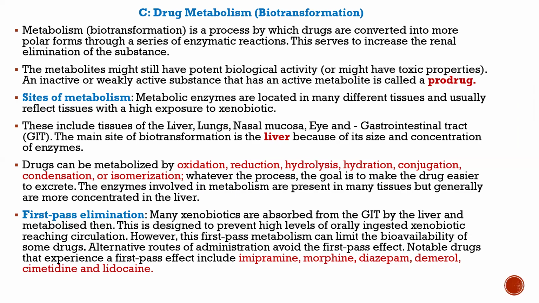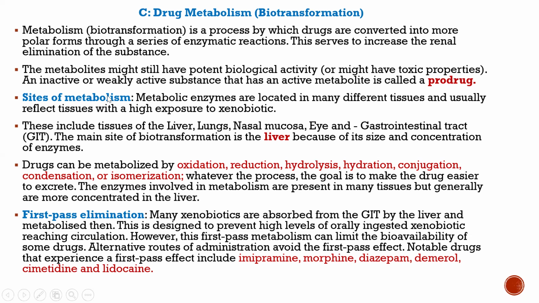That's the excess ones or the ones that have actually done what it's supposed to do. Okay. So the metabolite might still have potential biological activity or might have toxic properties. So an inactive or weakly active substance that has an active metabolite is called a prodrug.